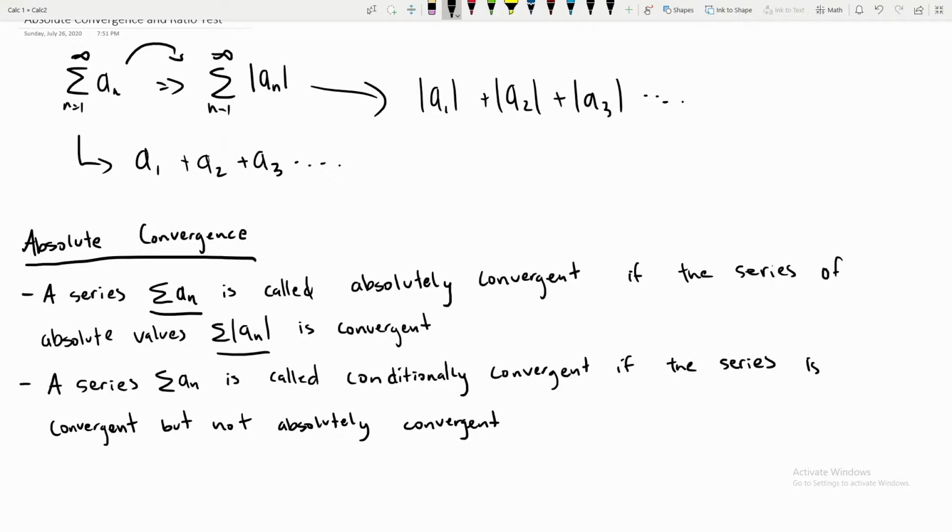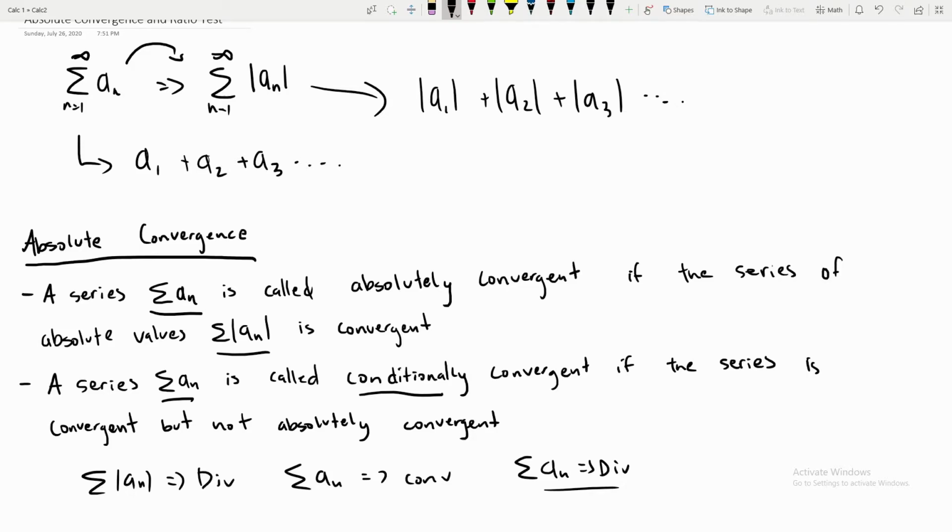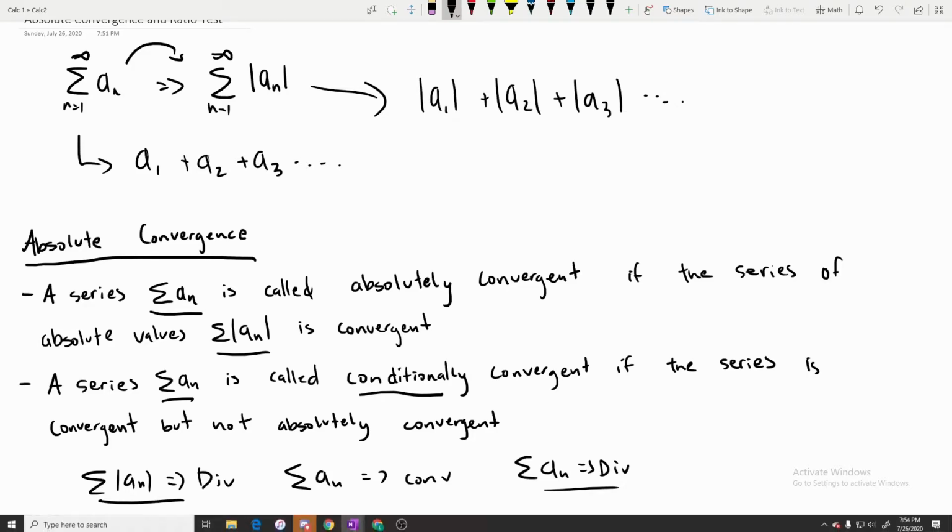And if the series is not absolutely convergent, meaning that the series containing the absolute values is not convergent, it's divergent, then we say that the original series is called conditionally convergent, provided that it is also convergent. So if this one is divergent, however this one is convergent, in this case we're going to say that this is conditionally convergent. However, if a of n is also divergent, then we simply say that this series is divergent. We don't even care about the absolute value of those terms.